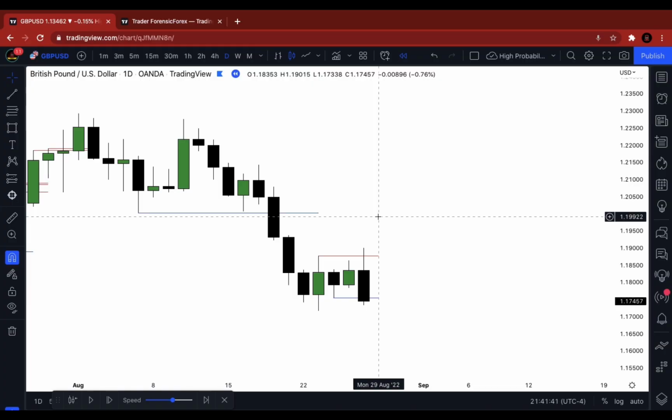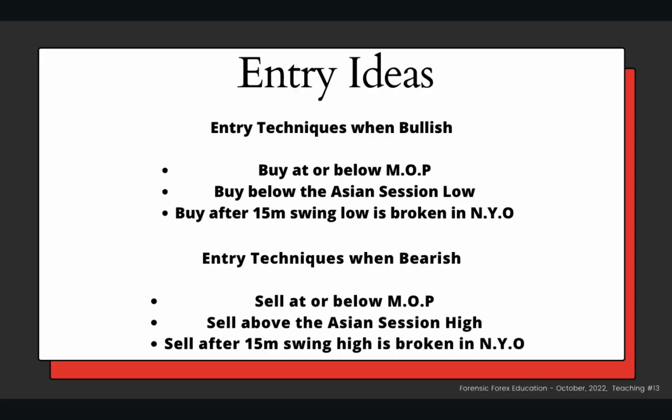When it comes to this model, some entry techniques that you can keep in mind when bullish is buying at or below midnight opening price. Buying below midnight opening price when bullish is a higher probability for you as a trader because you're buying at a discount. It is much smarter and wiser for you as a trader to buy at a lower price. Buying below midnight opening price is a good key point.